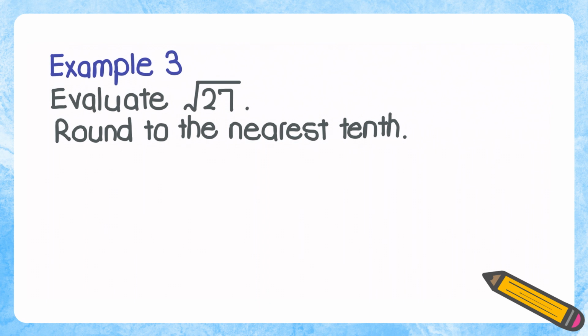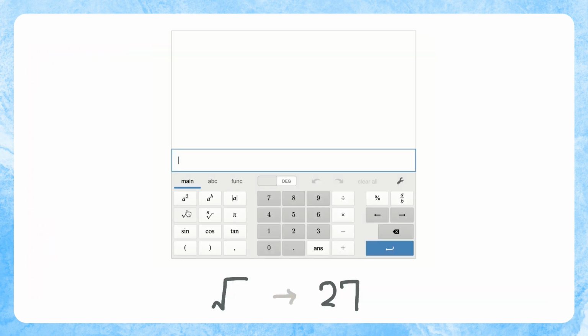For example 3, we're going to evaluate the square root of 27, but we are asked to round to the nearest tenth. So we're not going to get an exact answer. Let's actually use our calculators. You can either use an online calculator, such as the one provided on Desmos or DeltaMath, or you can use a calculator on your phone. Depending on the type of calculator you're using, you will be typing in the expression differently. If you're using a calculator like the one on Desmos, simply type it in the order it shows up, so the square root and then 27.